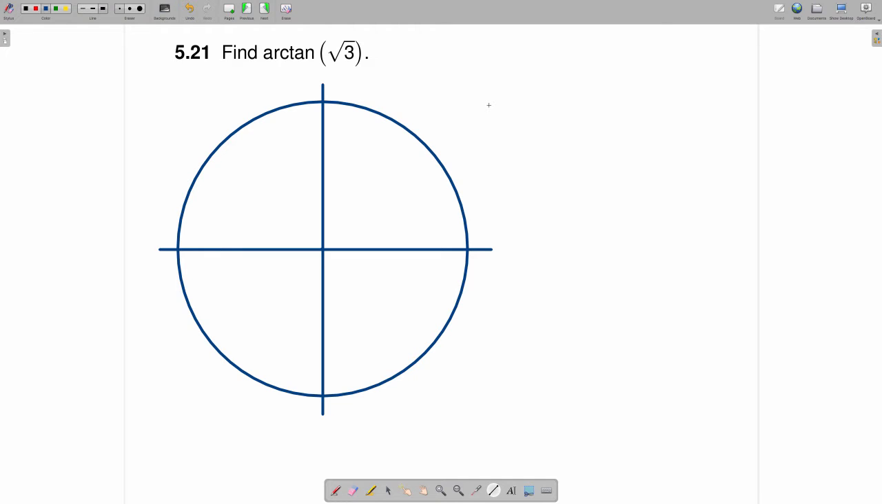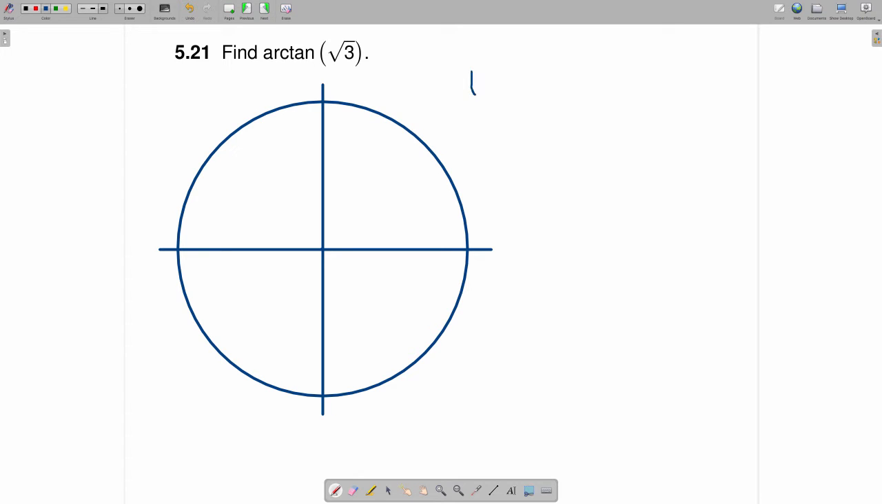Find the arctangent of the square root of 3. Another way of stating this is, what angle has a tangent of the square root of 3? In this case, the range of the angle is restricted, and for the arctangent function, it runs from negative pi over 2 up to pi over 2. So what angle in this range gives you a tangent of the square root of 3?